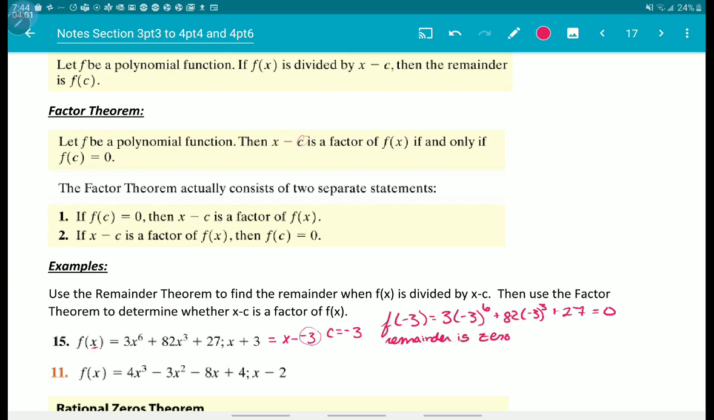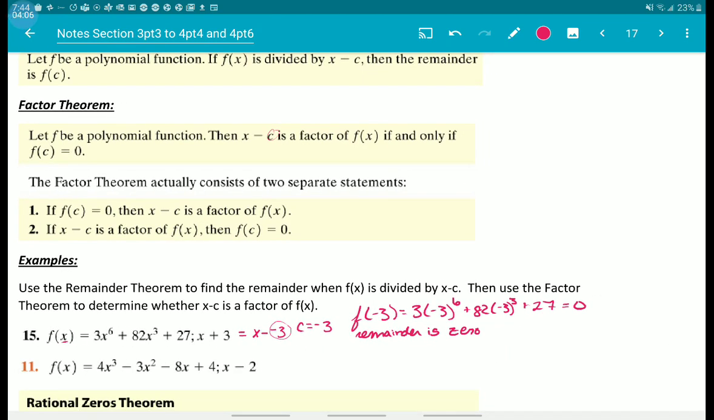Now, we would get the same thing if we did long division or synthetic division. So if we took x plus 3 and we divided that into 3x to the 6 plus 82x cubed plus 27, I'm going to fill in those zeros here. This is going to be fun.